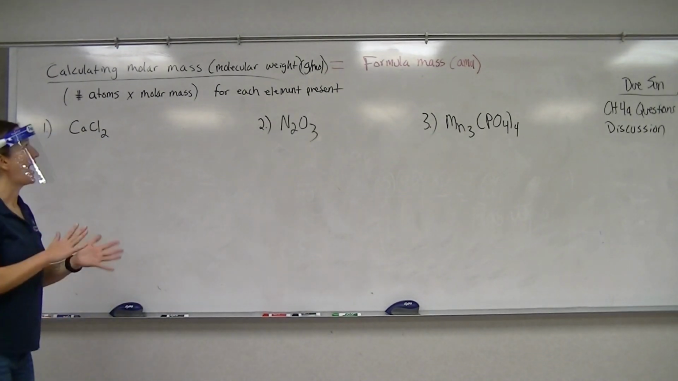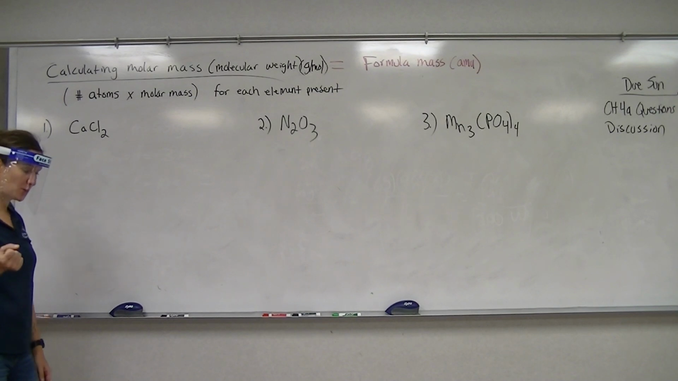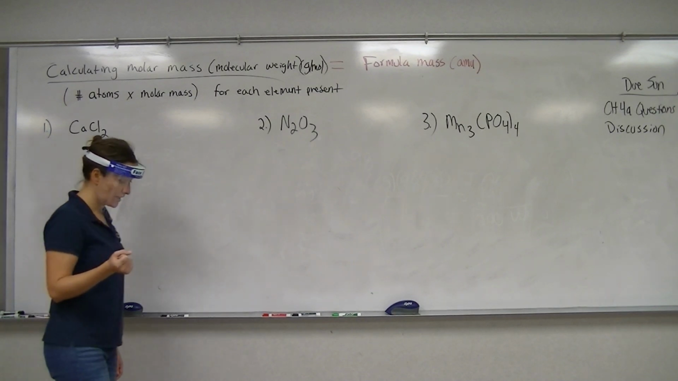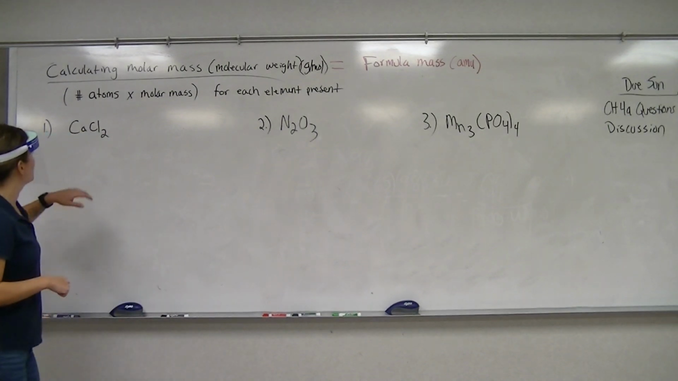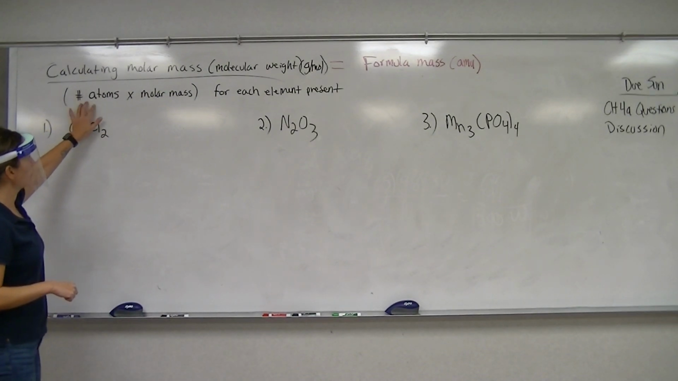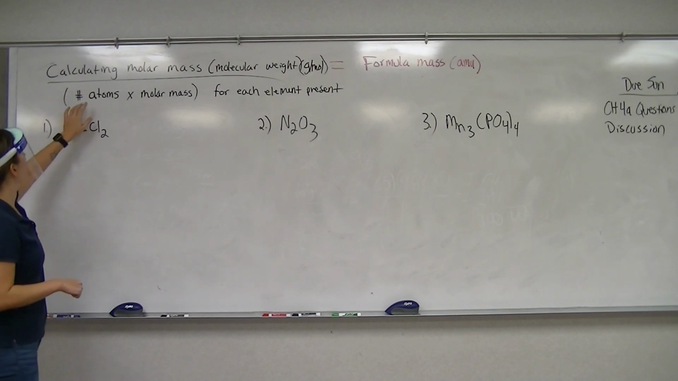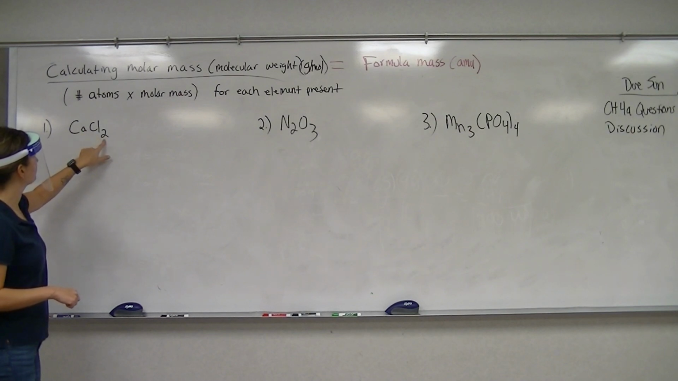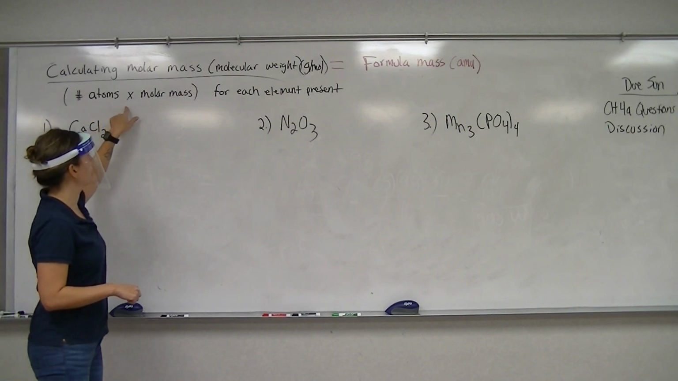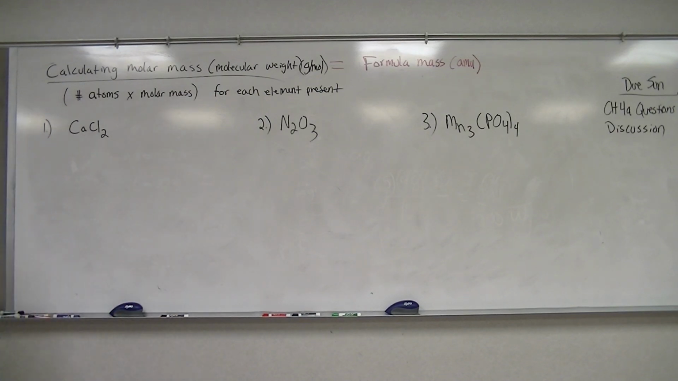All right, so how do we do this? It's actually very similar to when we calculated valence electrons when we were doing Lewis structures. For each element present in the chemical formula, we're going to take the number of atoms of each, which we get from the subscript, and multiply it, instead of by valence electrons, now by molar mass. So what is molar mass? How do you find it?